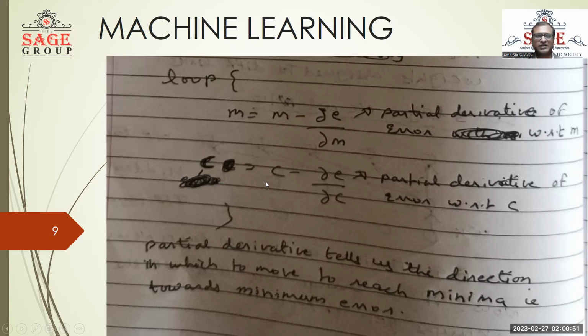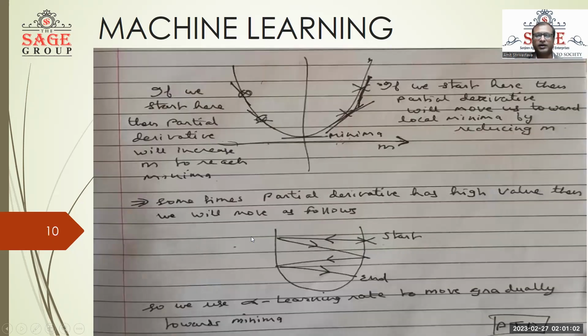Similarly, I can do this with c also. So c is equal to c minus del E upon del c. The partial derivative tells us the direction in which to move to reach the minima, that is, towards the minimum error. Now let us look at this example with the help of a diagram.